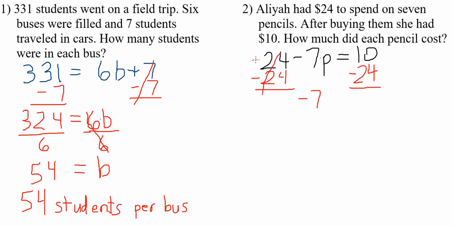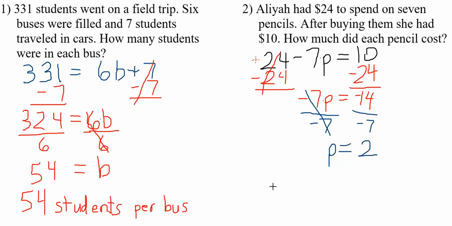So now we have negative 7p is negative 14. Now that we're done with the addition and subtraction, we move up to the next tier on order of operations, and that is multiplication division. So since we were multiplying negative 7 to p, we're going to divide by negative 7. Because again, the whole point is to isolate that variable to get it separate from everything else. So in this case, once we've divided by negative 7, the pencils equal 2.